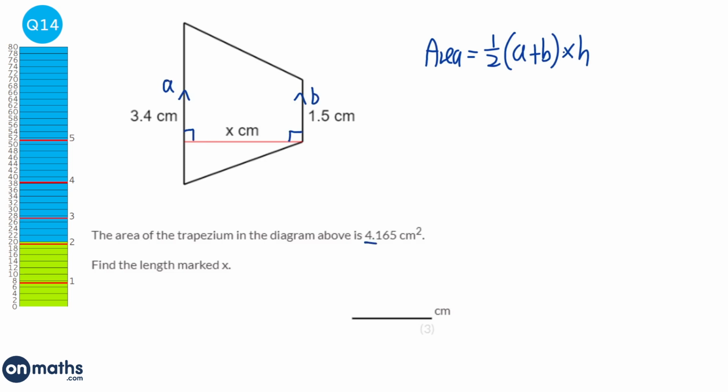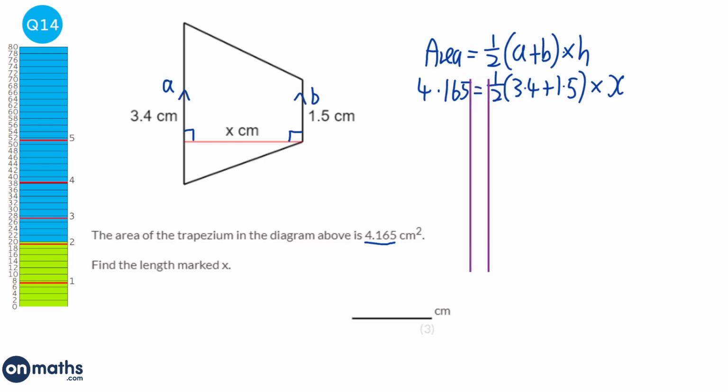So the question tells us the area, so we can put that in, 4.165. A we've decided was 3.4 and b was 1.5, and then h is given to us as x. So we're going to have to solve this. So we put our lines down.